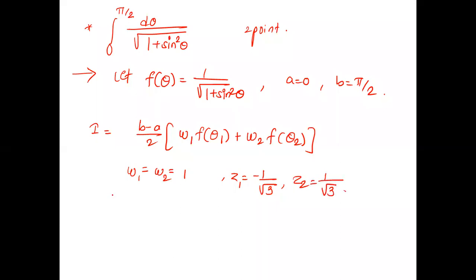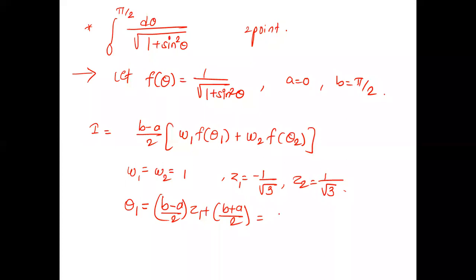Okay. And then we need a formula of theta 1. What is theta 1? B minus A by 2 into Z1 plus B plus A by 2. Right. So B minus A, pi by 2 minus 0, pi by 2 by 2, pi by 4 into Z1, minus 1 by root 3, plus pi by 2 plus 0, pi by 4 by 2 by 4. Okay, solve this value and solve theta 2 also.